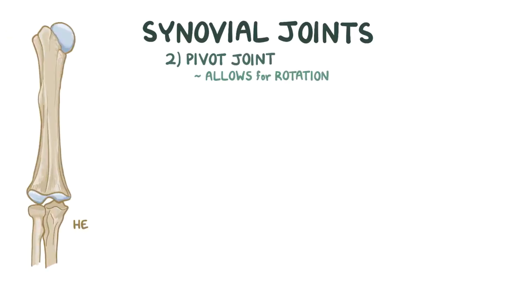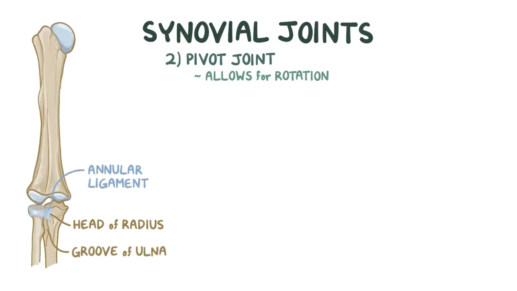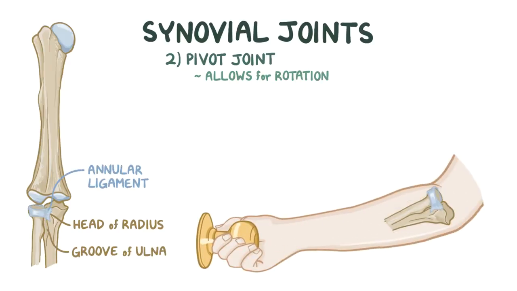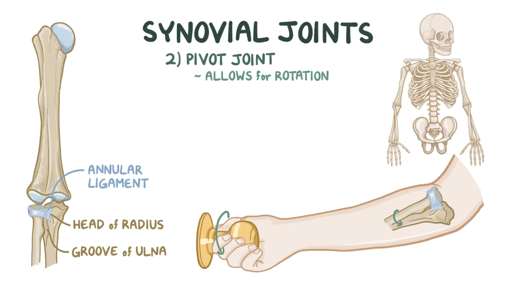There's a pivot joint where the head of the radius fits into a groove of the ulna within the annular ligament, and it allows the forearm to rotate, like when you turn a doorknob. There's another pivot joint at the distal radio-ulnar joint, as well as one at the atlantoaxial joint.